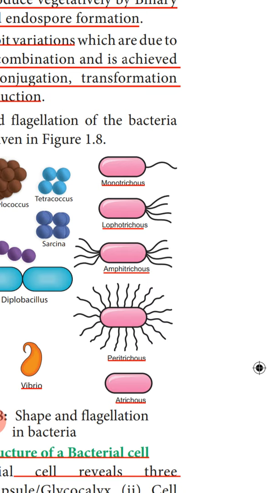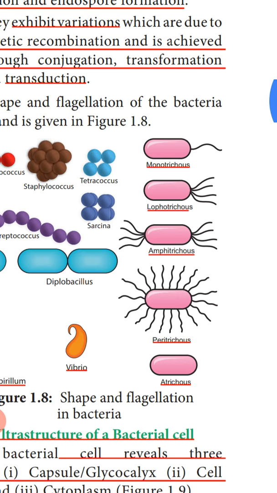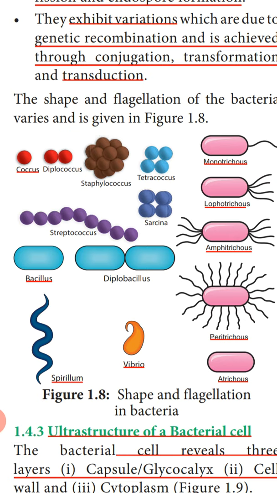If the bacteria lack flagella, we call it atrichous. So here it is clear, based on the shape, you have studied four types. What are the four types? Coccus, Bacillus, Spirillum, Vibrio. Next, based on the arrangement of the flagella, we have studied that they are of five types.